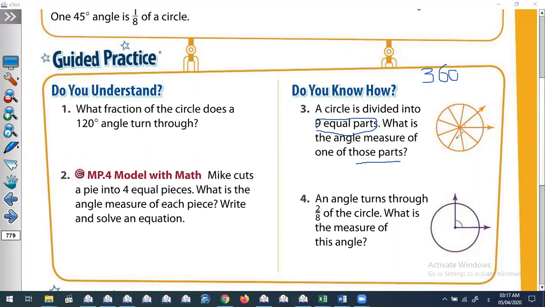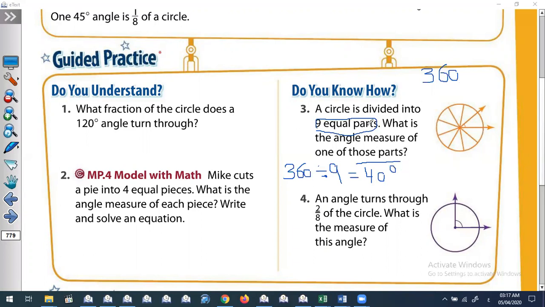So if you need to find the measure of each part, you have to divide 360 by 9, because we have here 9 parts. 36 divided by 9 is 4 and 0 divided by 9 is 0. So the measure of each angle in this circle is 40 degrees.